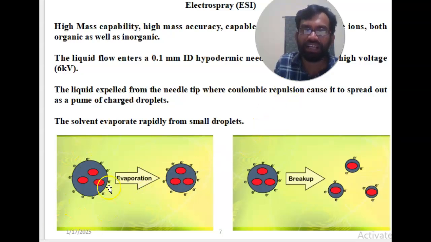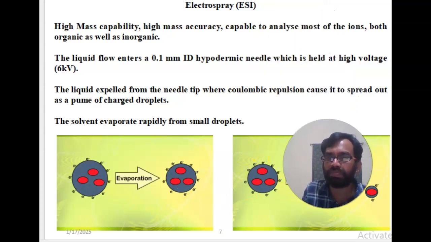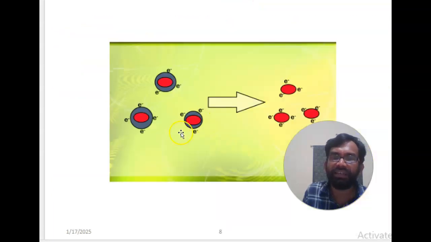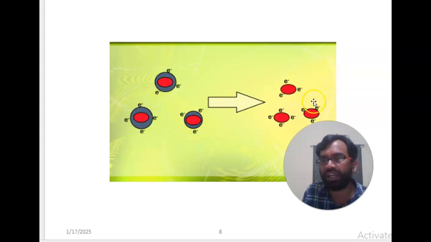You can see here the molecules and evaporation, and then after breakup you can see that bigger molecules become smaller molecules, like ions. That is called breakup. Then you can see this picture, and you can clearly understand that molecules are atoms spraying into small molecules. So this is electrospray, ESI, and you will understand it from this picture.